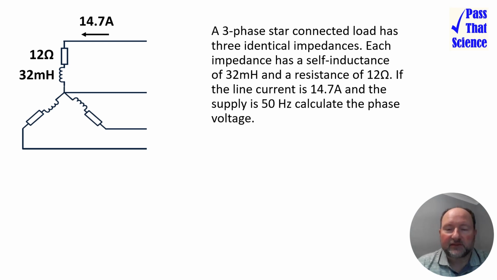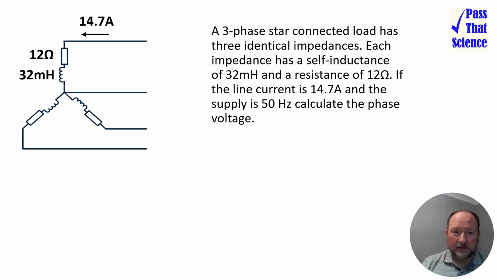Now then, to some would call this the mother of all questions, or is it? Let's have a look. A three-phase star-connected load has three identical impedances. Each impedance has a self-inductance of 32 millihenry and a resistance of 12 ohms. If the line current is 14.7 amps and the supply is 50 hertz, calculate the phase voltage.